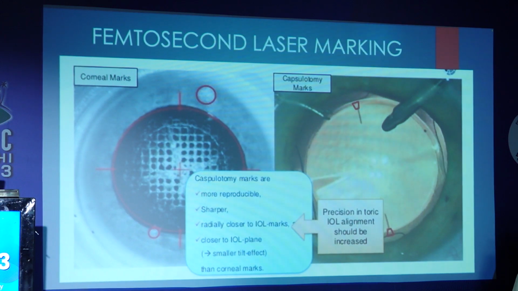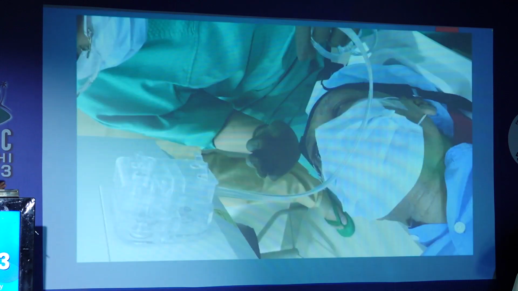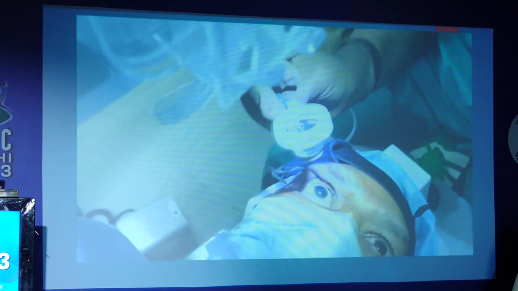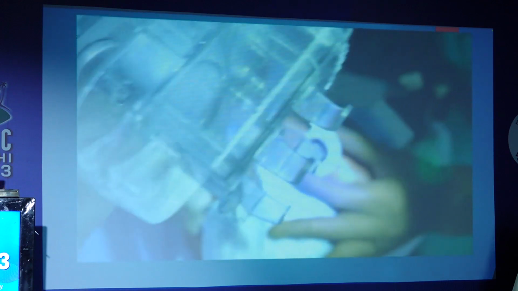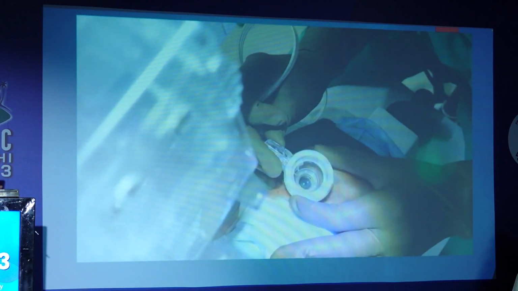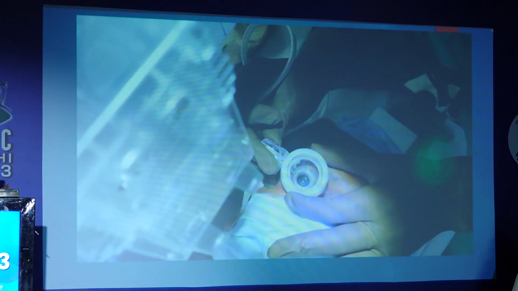Coming to femtolaser assisted marking, this can be corneal marks or capsulotomy marks. I've not seen anybody doing capsulotomy marks. What we go for is the corneal marks. Initially a freehand marking is done, and that can be confirmed to the reference markings either with a smartphone or a pendulum marker, whatever is comfortable in the surgeon's hand.